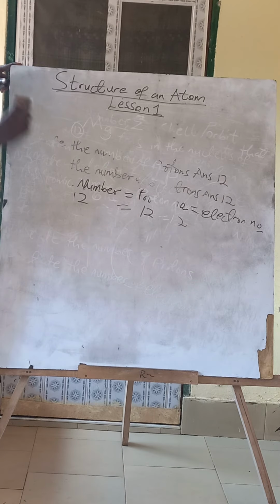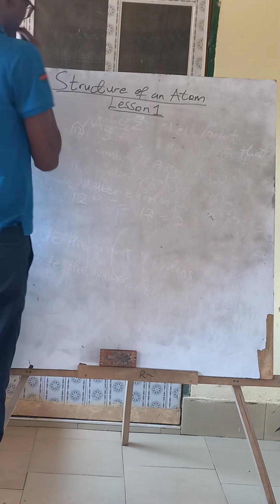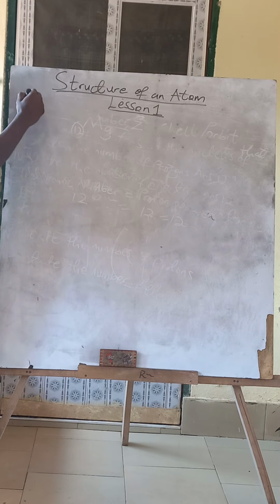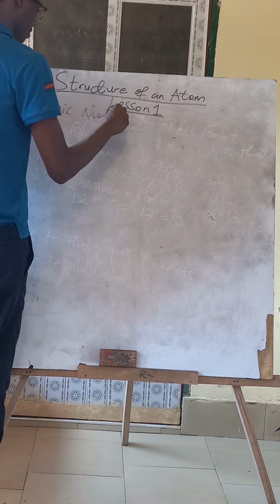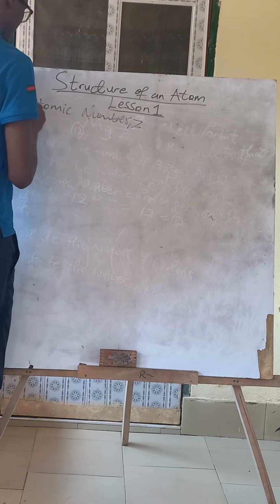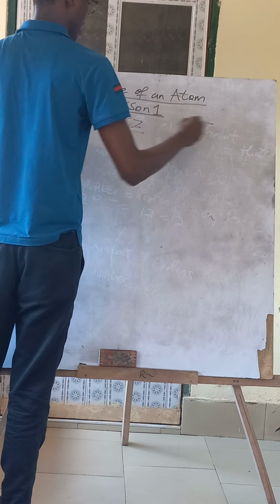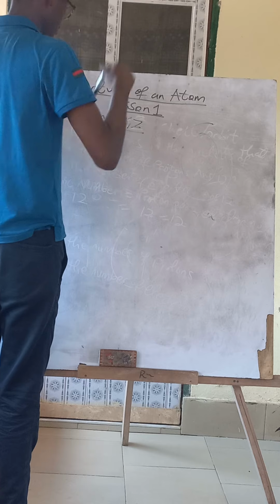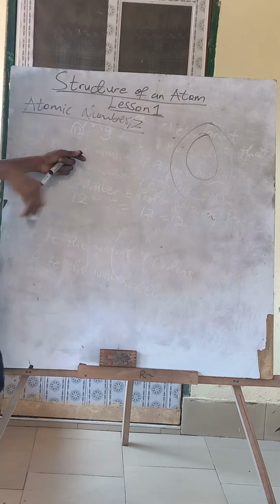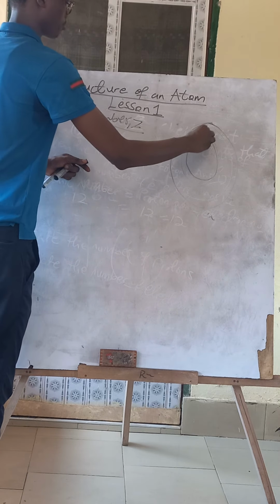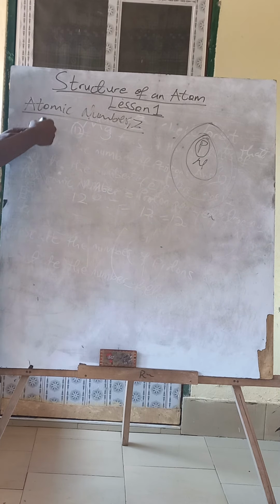So I'll quickly move on to another terminology. That is the mass. So in this case, I've earlier defined atomic number. Initially I said atomic number is the number of protons in the nucleus of an atom. When you talk about atomic number, it is the number of protons in the nucleus of an atom. This is the definition that I gave you.